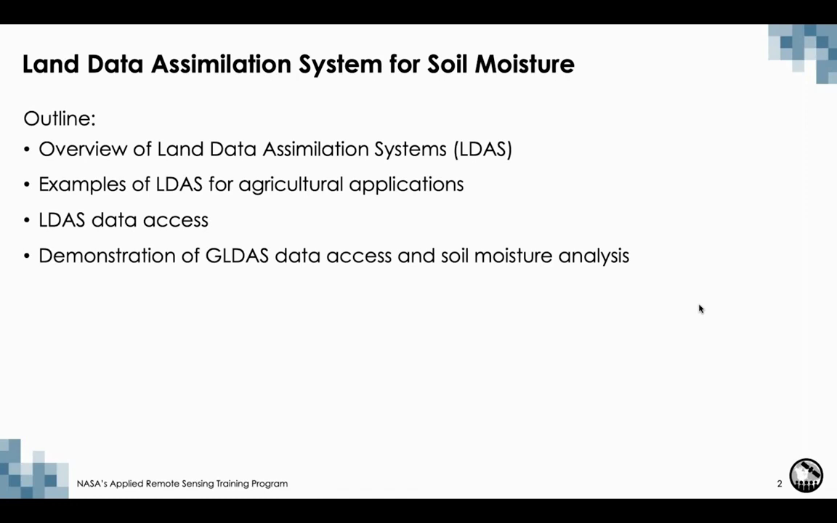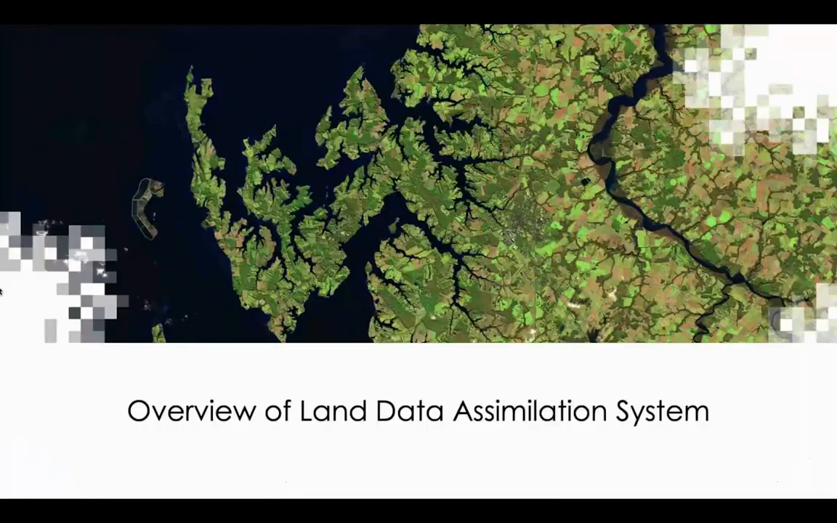So what we're going to do is start with overview of land data assimilation system, then see a couple of examples of how LDAS is used for agricultural applications. Then we will have how to access LDAS data, and then we'll have a brief demonstration of how soil moisture from LDAS can give indication of agricultural productivity. So with that, we'll start with overview of land data assimilation system.